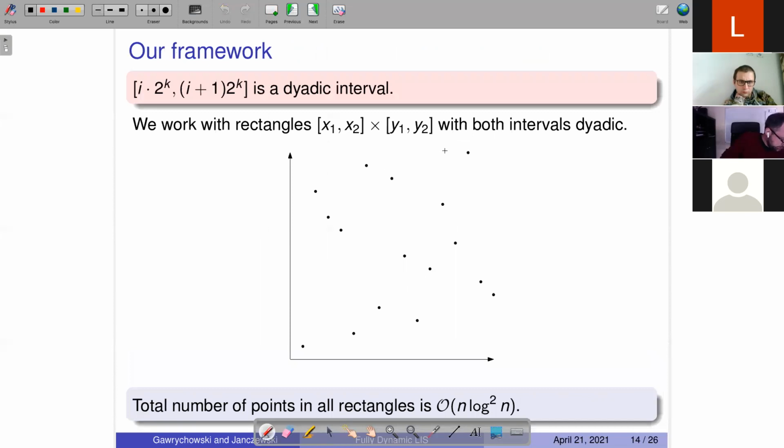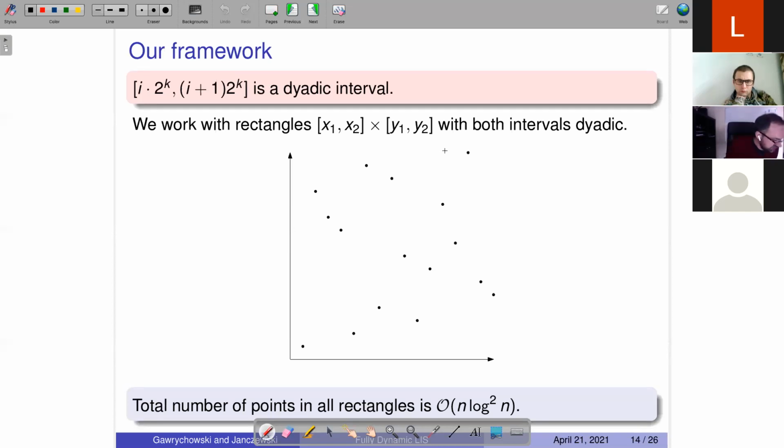Okay, so we use a different approach. The first step, well, we also have a recursive structure. So we have the whole set of points and then some other sets of points. Now I want to show you what are the sets of points that we consider.